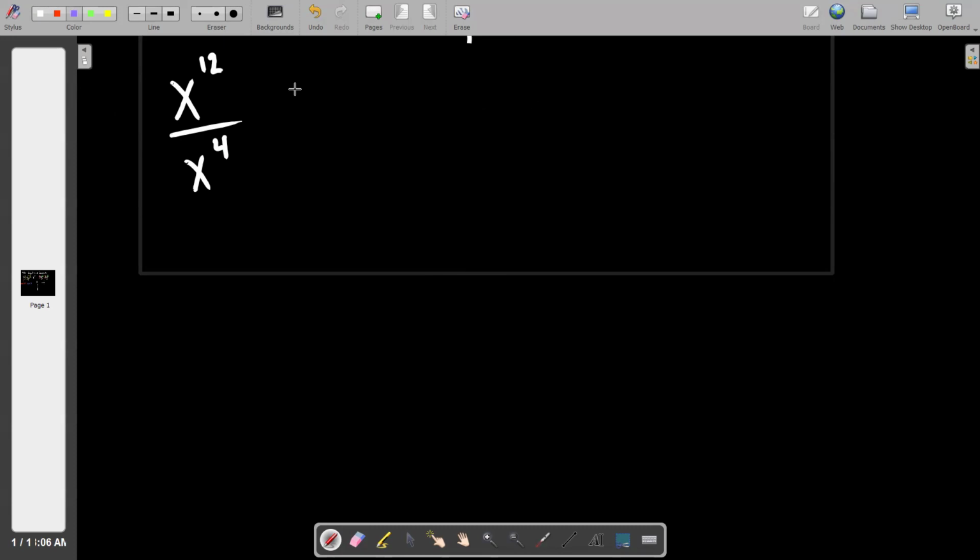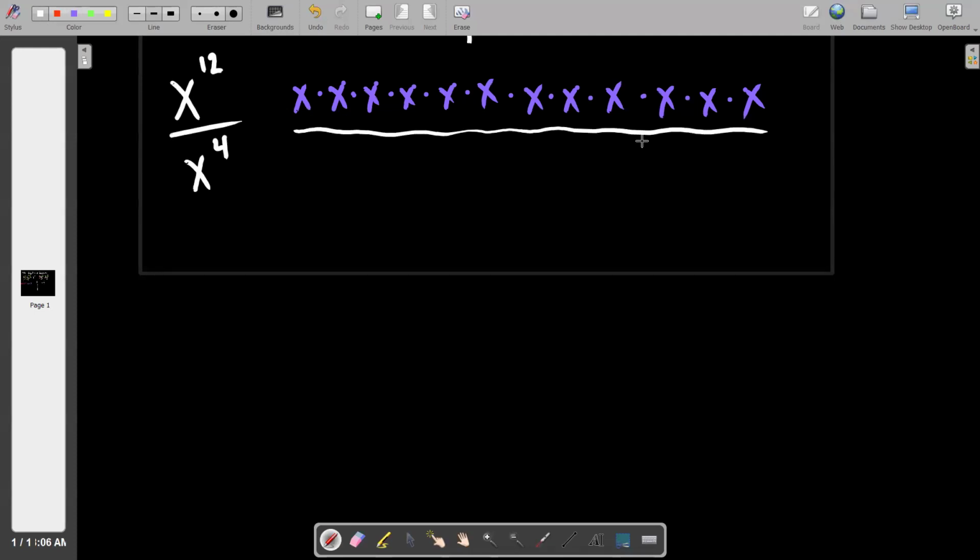So here it goes. x to the 12th looks like this: 1, 2, 3, 4, 5, 6, 7, 8, 9, 10, 11, 12. So that we agree is x to the 12th, right? And then on the bottom, x to the 4th looks like this. And you know from the old days that when you reduce fractions of any sort, all you're ever looking for is things from the top and the bottom that are the same, right?